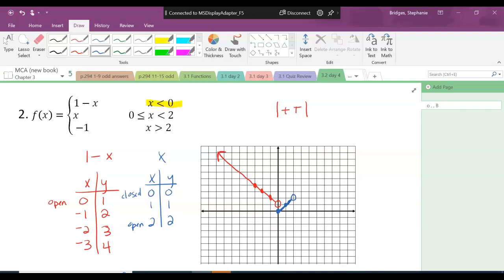Once you get that done, what I would like for you to do is go through and kind of choose your domain, your range, and then determine where the graphs are increasing, decreasing, and constant.